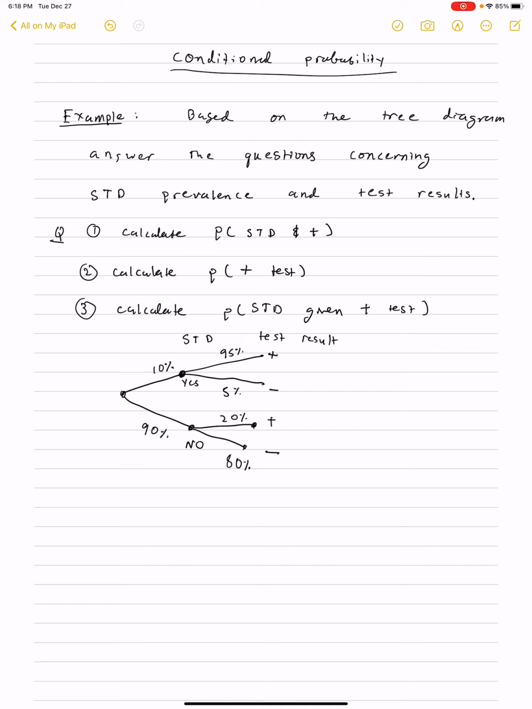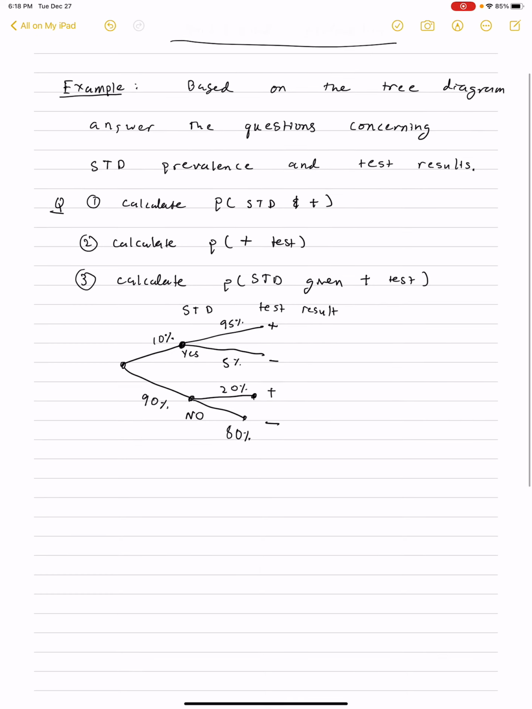Now, one thing that I'm going to point out quickly here is notice that the 95%, that is a conditional probability. We're conditioning on the fact that the individual does have the STD, and that 95% represents the probability the individual tests positive if they have the STD. Okay, so this tree diagram lists conditional probabilities and prevalences.